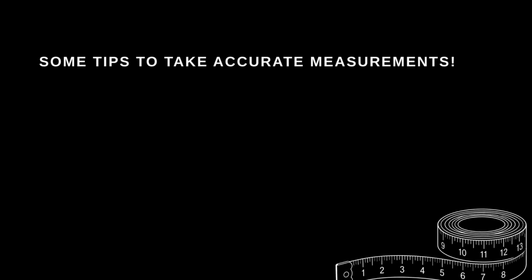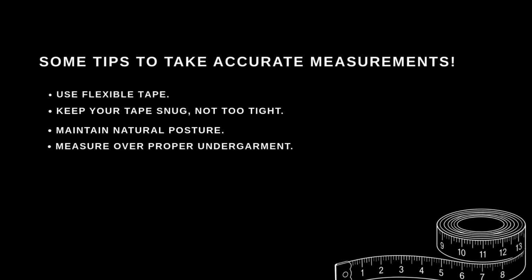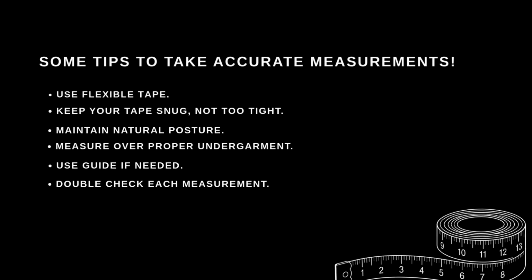Some of the tips to maintain accurate measurement: always use a flexible measuring tape. Keep your tape snug, not too tight. Always maintain a natural posture of the person or individual while taking the measurement. Measure over a proper undergarment. Tie a waistline guide if needed in case you are taking a measurement on a dress form. Always double check your measurement before creating a pattern and always maintain a record to keep your measurements properly.